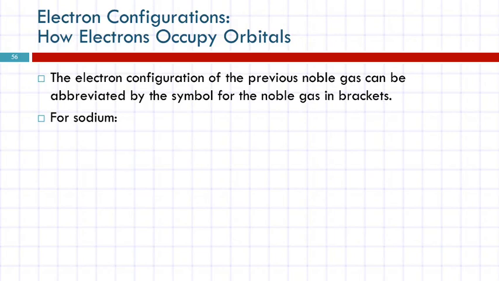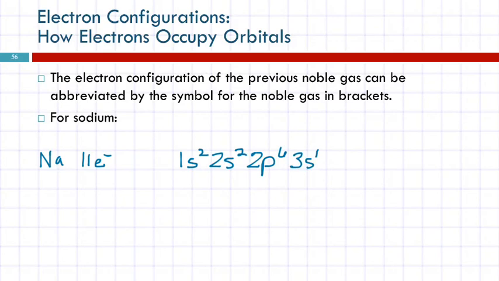As you can imagine, if you go on and do larger and larger elements, this could get a little complicated, right? So we have an abbreviation. So let's look at sodium. Well, how many electrons does sodium have? It has 11. So we've got the 1s room, and that can hold 2 electrons. Next up is the 2s room, can hold a maximum of 2 electrons. The 2p room can hold 6 electrons. And now we need to get into the 3rd floor, the 3rd level, and put 1 electron there. So there's the electron configuration for sodium.